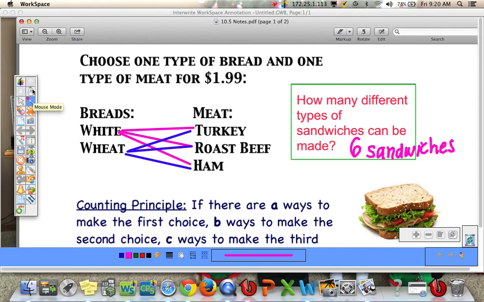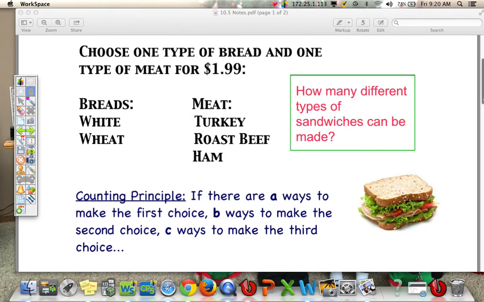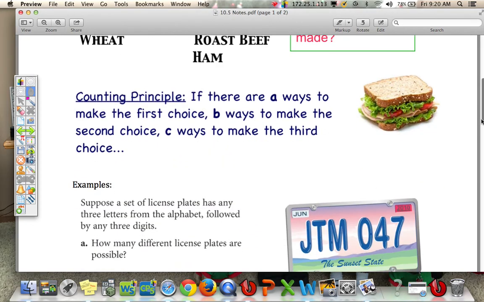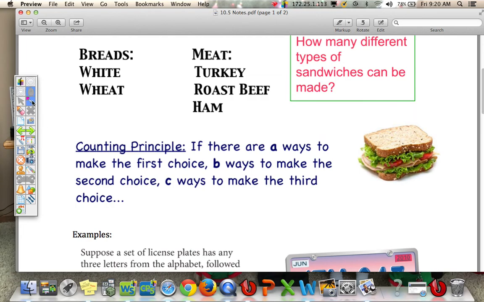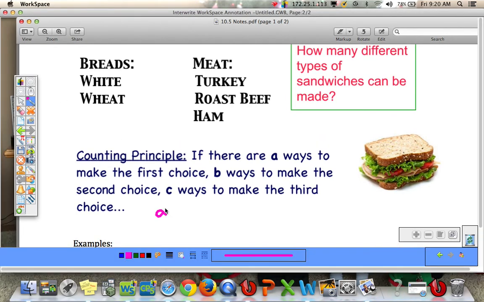The counting principle. If there are A ways to make the first choice, and B ways to make the second choice, and C ways to make the third choice, and so on, you can multiply those together. So for our sandwiches, there were 2 choices for the bread, and 3 choices for the meat. There's 6 ways to make that sandwich. So the counting principle, they're independent here. You can multiply those events and find how many different choices there will be. Let's do some examples of this.